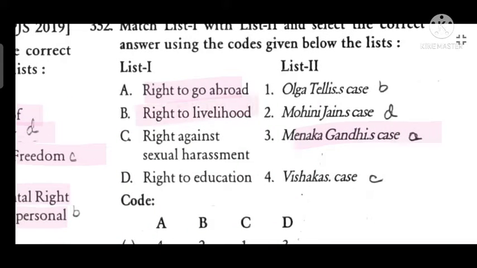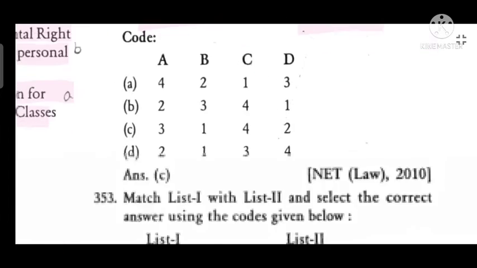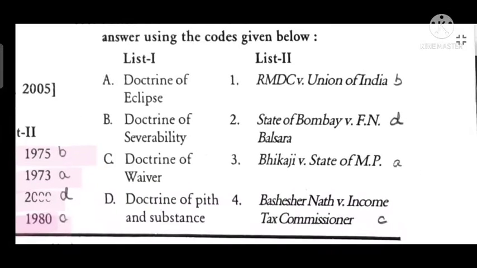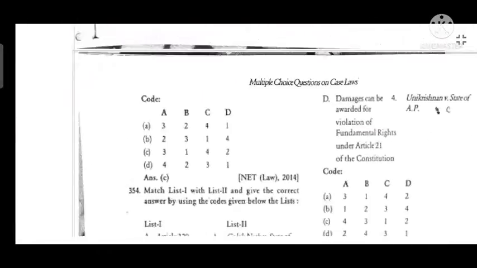Right to livelihood: Olga Tellis case. Right against sexual harassment: Vishaka case. Right of education: Mohini Jain case. Doctrine of eclipse: Bhikaji versus State of Madhya Pradesh. Doctrine of severability: RMDC versus Union of India. Doctrine of waiver: Basheshar Nath versus Income Tax Commissioner. Doctrine of pith and substance: State of Bombay versus F.N. Balsara.